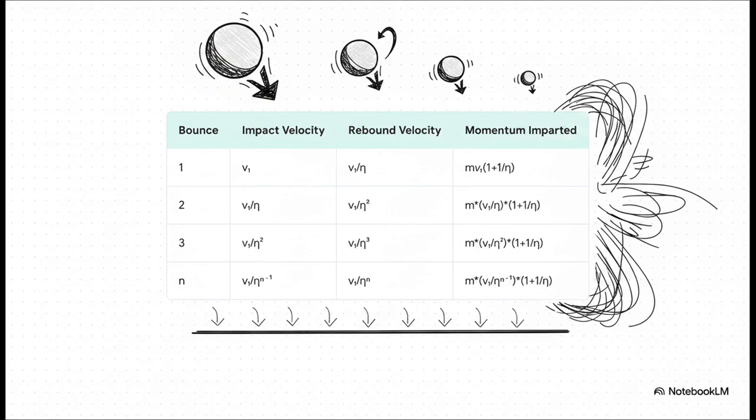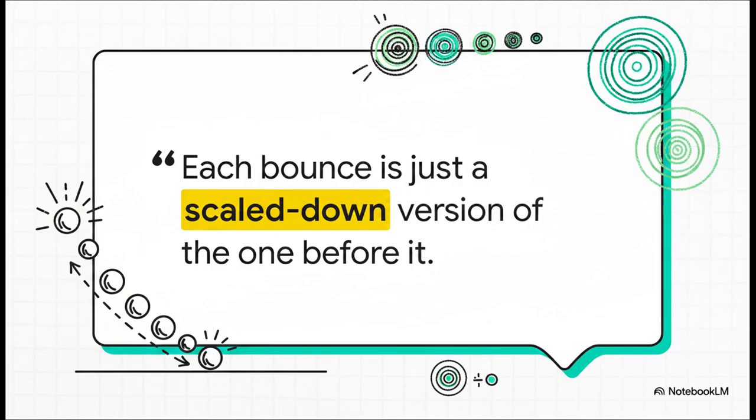It's the exact same formula as before, just with a smaller starting velocity. You see the pattern? Every bounce is just like the last one, but with its speed reduced by another factor of eta. And this quote just nails it. That's the secret to the whole problem.